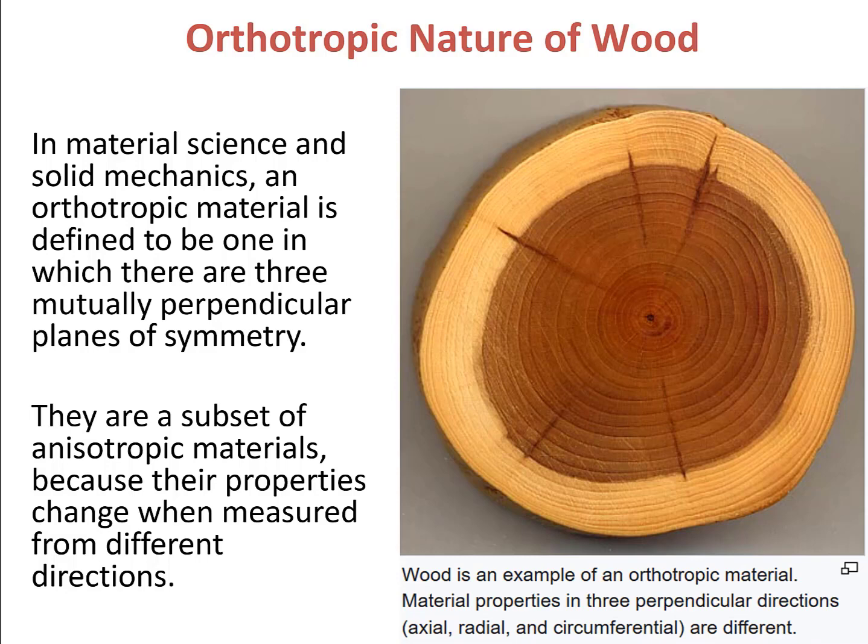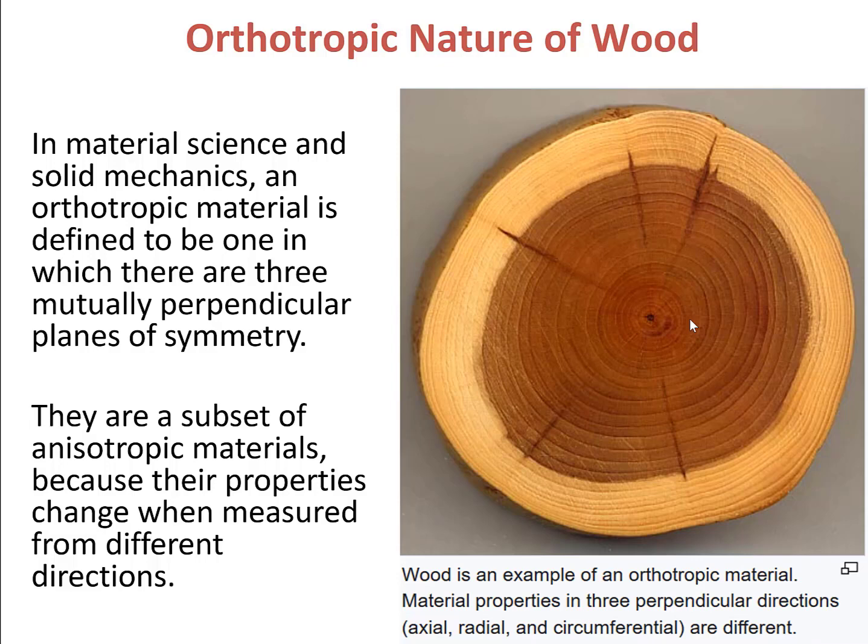Orthotropic material is a subset of anisotropic material because their properties change when measured from different directions. In material science and solid mechanics, an orthotropic material is defined to be one in which there are three mutually perpendicular planes of symmetry. And as shown in this figure, you can see wood is a well-known example of orthotropic material. In wood, you can find three mutually perpendicular directions at each point in which the properties are different.